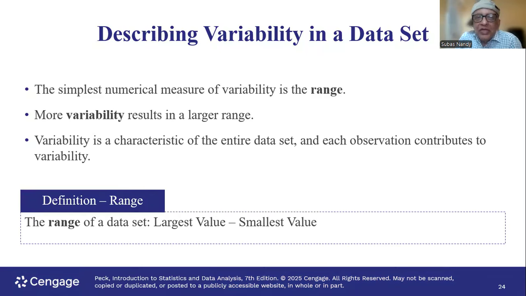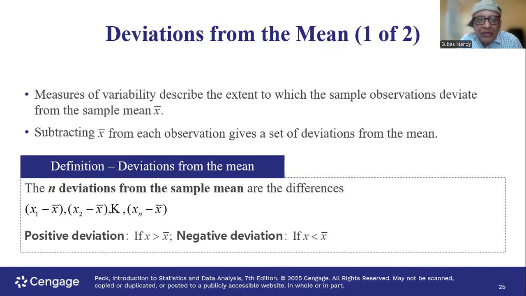The simplest numerical measure of the variability is the range. You probably heard about the term range. Range is a simple measure of the spread of the data. Range is maximum minus the minimum, or as is indicated here, the largest value minus the smallest value. Okay.